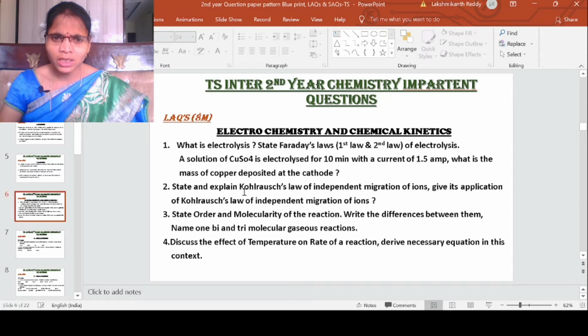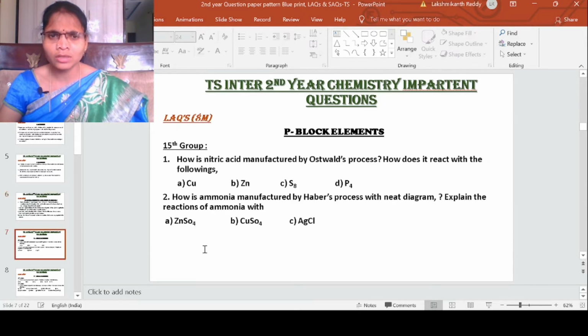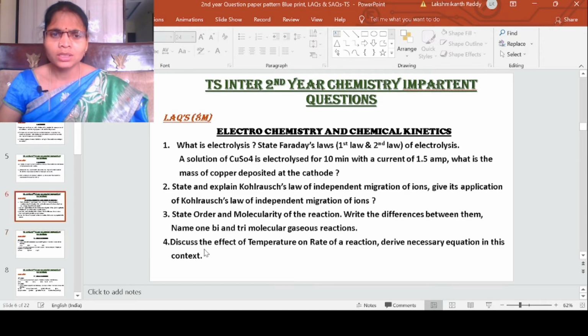Next, state and explain Kohlrausch's laws and applications. Next, order and molecularity, the difference between them. Examples for bimolecular and trimolecular reactions. Next, discuss the effect of temperature on rate of reaction. So these four are important LAQs from chemical kinetics and electrochemistry.